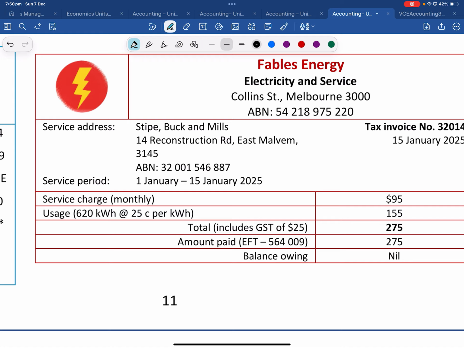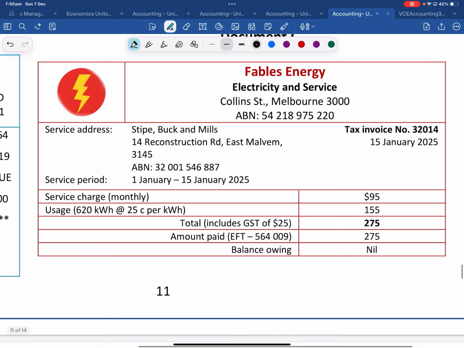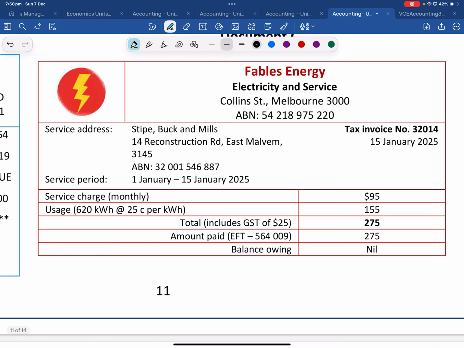This receipt for the Fables, yes, it's a receipt, it's a sale or whatever. But the other one for Steep and Buck, for them, what is it? Basically an expense, yes, electricity expense.